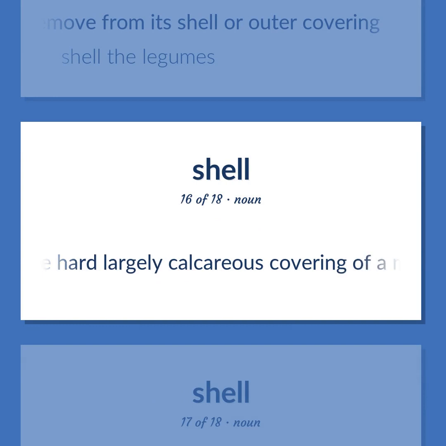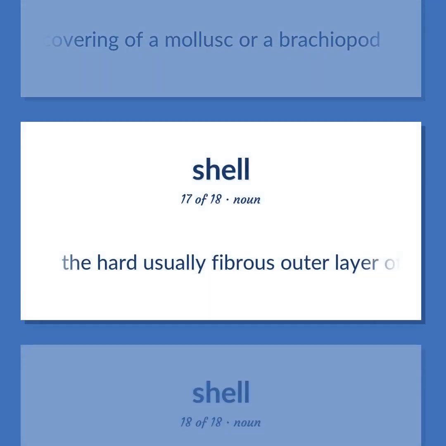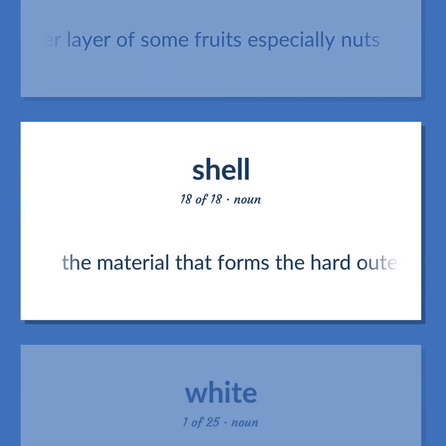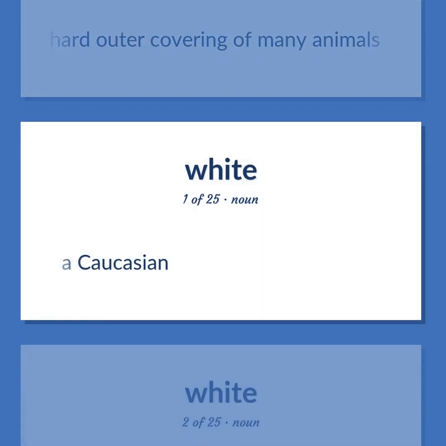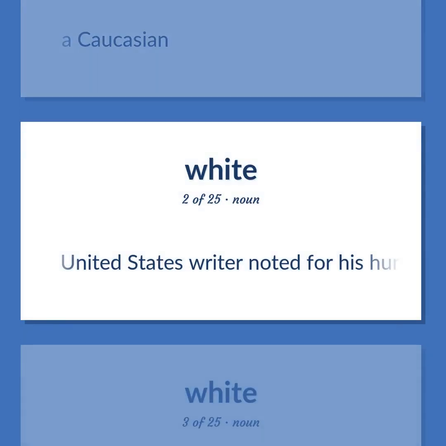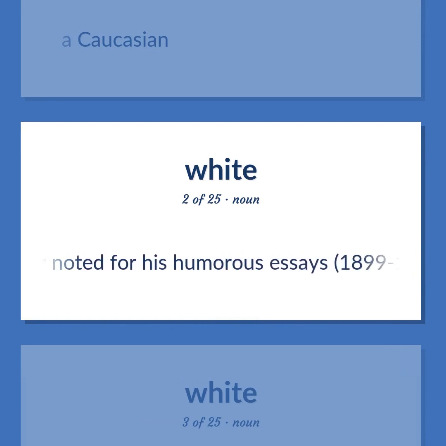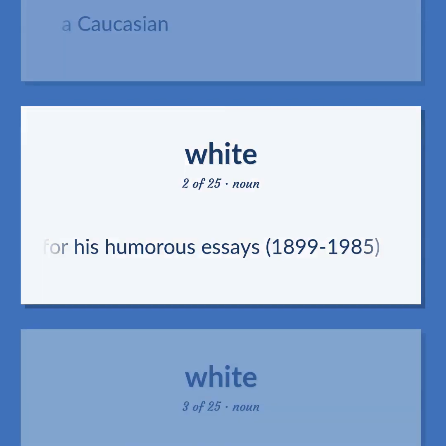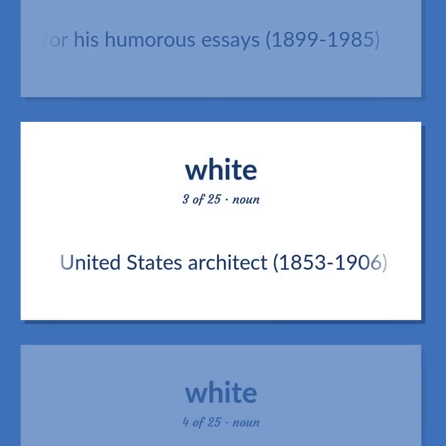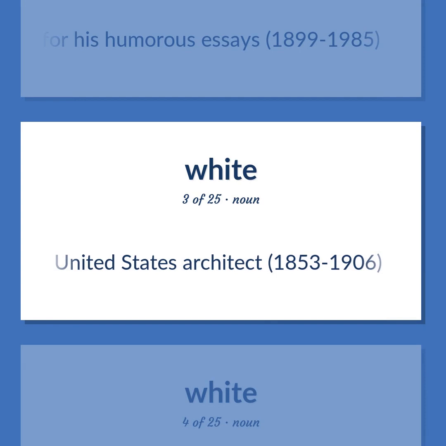The hard, largely calcareous covering of a mollusk or a brachiopod. The hard, usually fibrous outer layer of some fruits, especially nuts. The material that forms the hard outer covering of many animals. A Caucasian. United States writer noted for his humorous essays, 1899 to 1985. United States architect, 1853 to 1906.